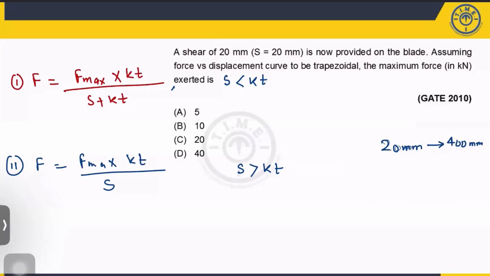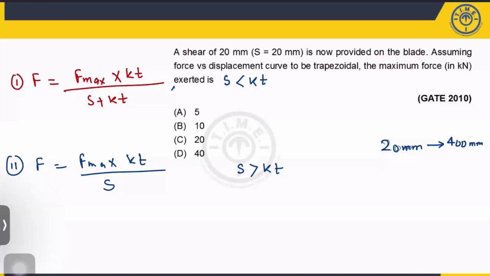It's a unitary method only. You can easily calculate. Anyone? Yeah, Jagan, you can comment in the chat box also. For the 400 mm cutting blade in this question, 20 shear is provided. If you are cutting a 200 length, how much shear do you have to provide?